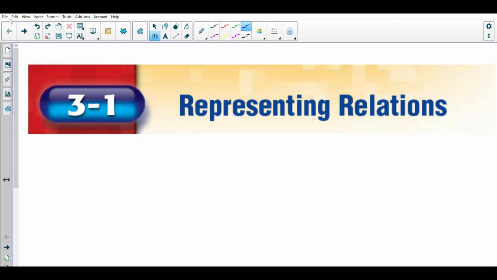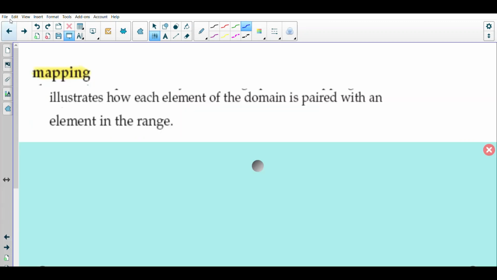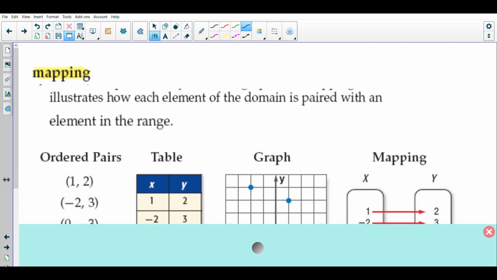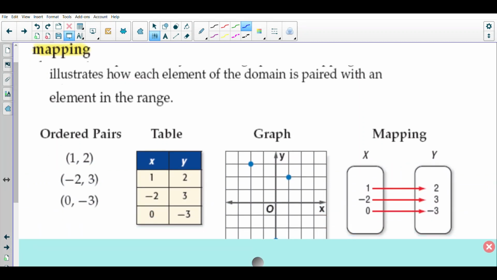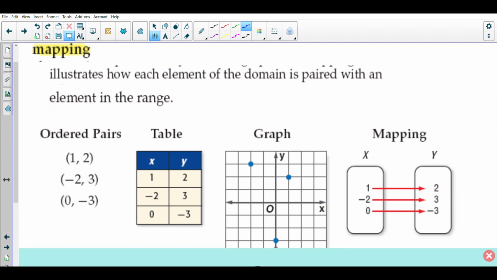In today's lesson, we're going to talk about section 3-1, representing relations. So first we need to discuss what relations are. First off, a mapping illustrates how each element of the domain is paired with an element in the range. So here are four main examples of how we illustrate mappings, or relations.